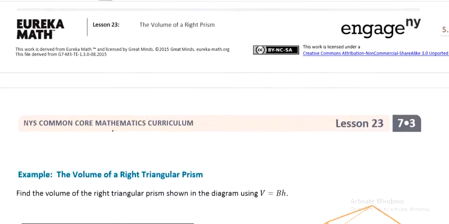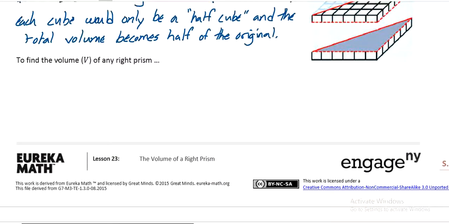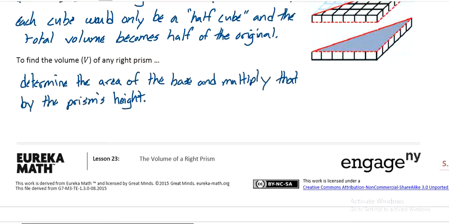All right, so to sum all this up, to find the volume, which is represented by V, of any prism, determine the area of the base and multiply that by the prism's height. And it's important to remember that this is only for a right prism. Right prisms are when the height is perpendicular to the width or the length, depending on which way you're looking at it. AKA, that means the prism just goes straight up and straight down.